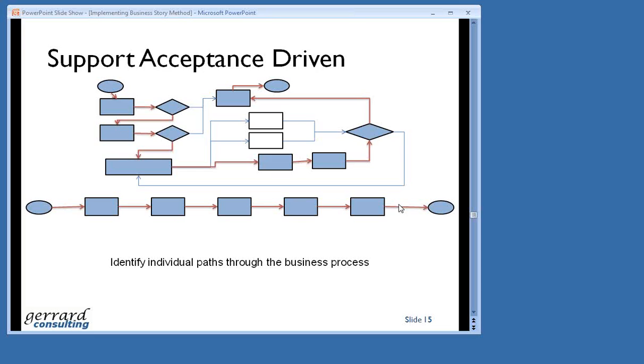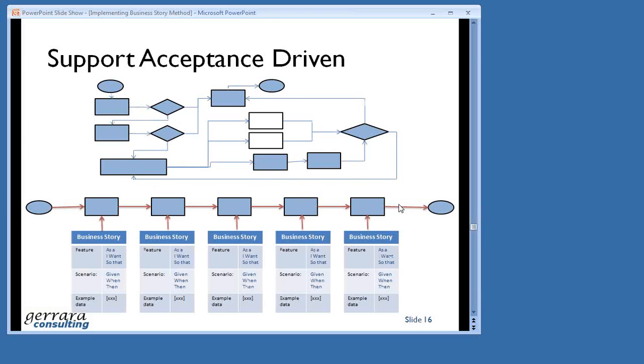And each one of these steps in the business path is, of course, a particular task, a particular element of functionality. Because the business stories relate to particular items of functionality or particular features, you can actually link an individual business story with a specific example, a specific scenario, and a specific set of data examples to each one of those steps within the business process. And so you've not just got an end-to-end business transaction, but you've actually also got an end-to-end acceptance test.